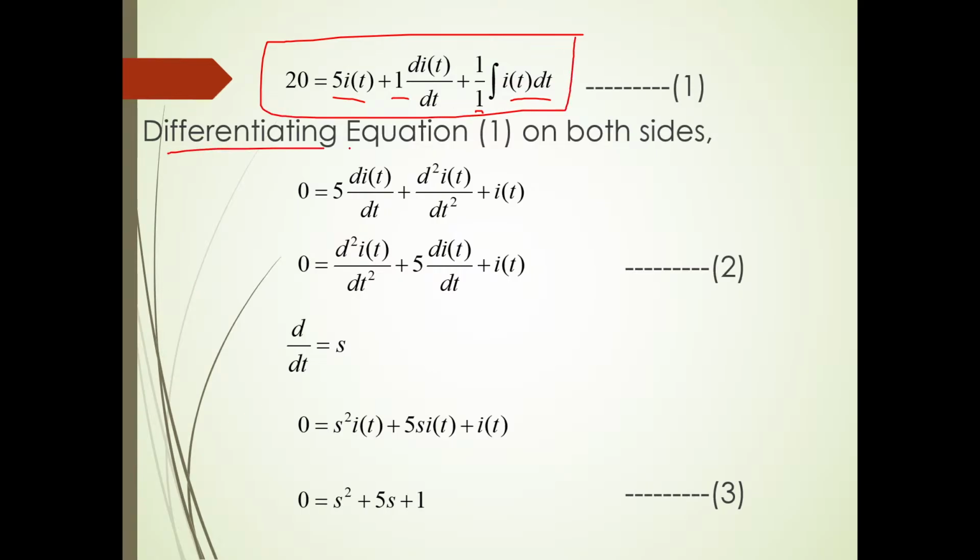After that, in the same pattern, we have to differentiate the above equation 1 with respect to time. Differentiation of 20 gives 0, then 5 into di by dt, plus d square I of t by dt square, plus I of t. The integration and differentiation will cancel each other.